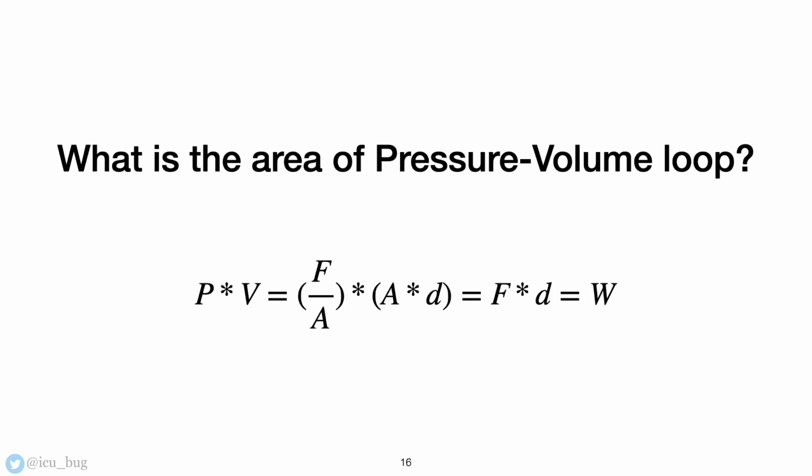Another important utility of a pressure volume loop is the ability to understand the myocardial work and myocardial oxygen demand from the area of the pressure volume loop. So what is the area of a pressure volume loop? If we multiply pressure and volume, it eventually translates to the product of force and displacement, as we can see in the slide, which is nothing but the work. So the work here in this case is the work done by the heart or your myocardium.